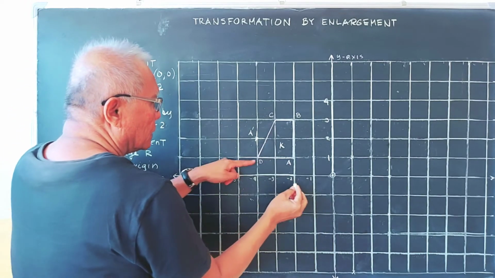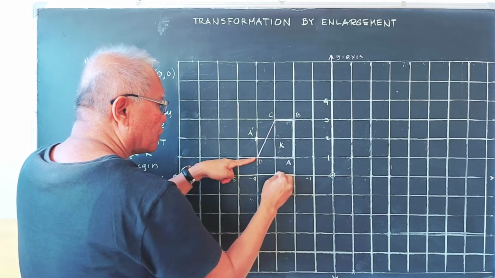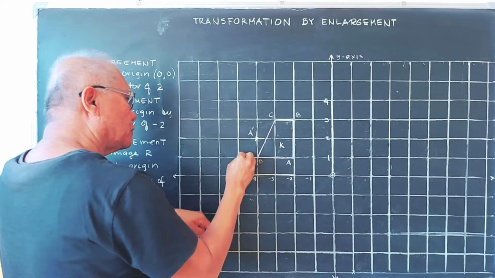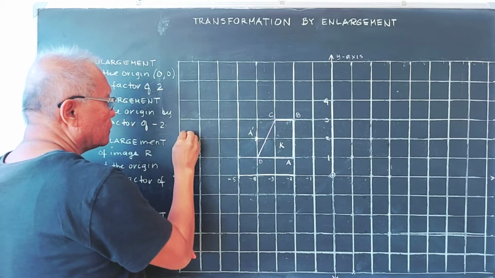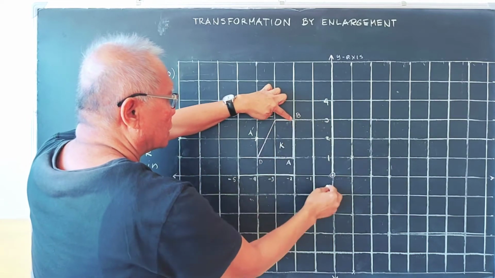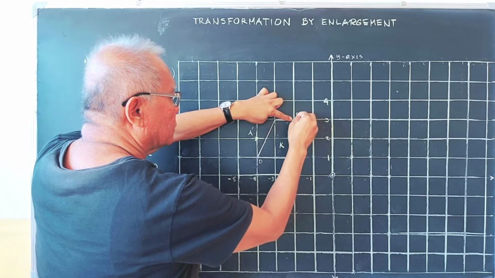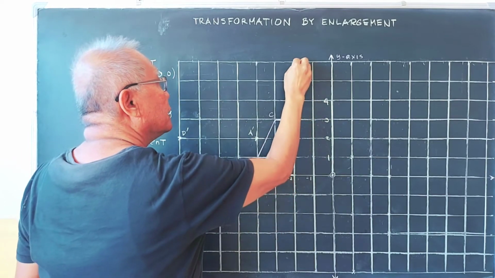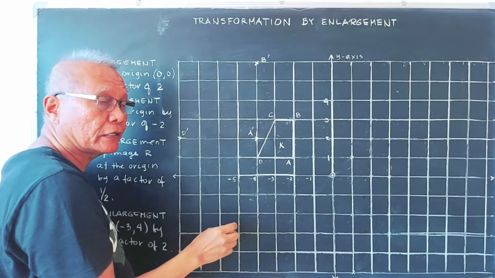Okay, D. So let's have the horizontal from here, 1, 2, 3, 4 and 1 and 1, 2, 3, 4 and 1. So our D prime is here. About the B, you want to go up first? Okay. 1, 2, 3 and 1, 2 and 1, 2, 3 and 1, 2. So our B prime is here.